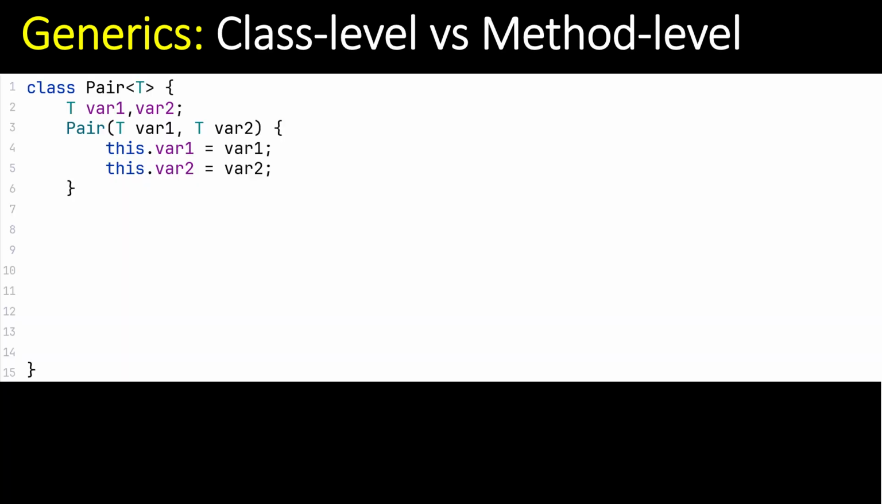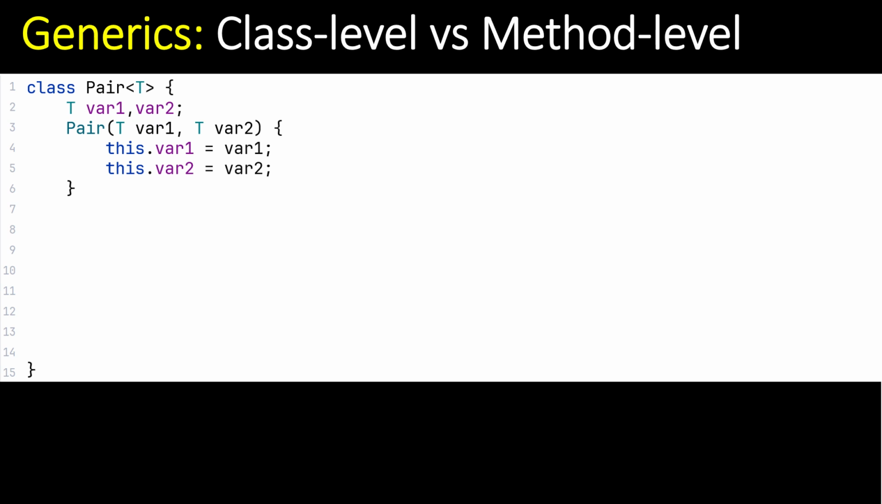Let's look at an actual code example. The Pair class is a generic class, which means it is defined with a type parameter T. This type T represents a placeholder for a real data type that will be specified later when an object is created. Inside the class, there are two variables, var1 and var2, and both are declared using the same type T. This means the class is designed to store two values of the same type, whatever that type may be.